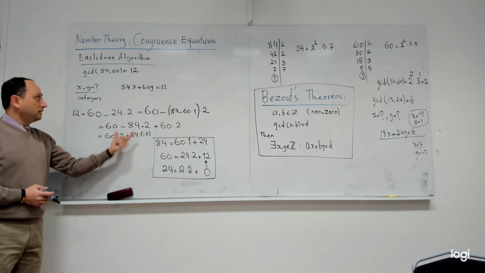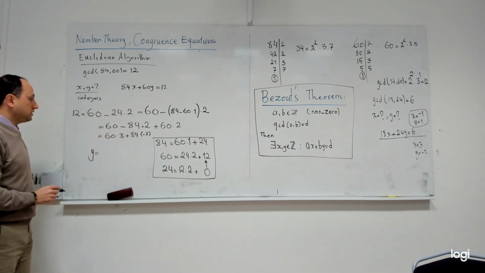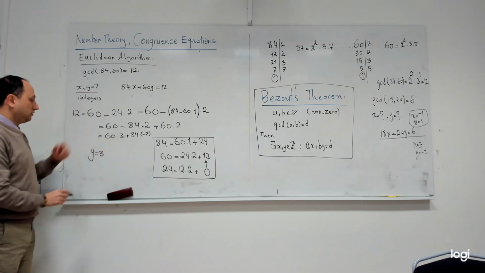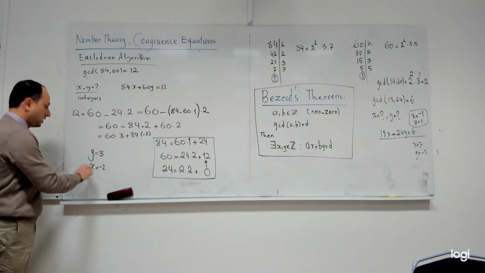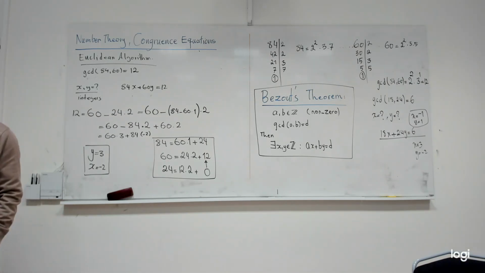And if you compare it with that one, what is the value for y? The value for y is 3. The value of x is minus 2. So this will definitely give you one possible value for x and y. Yeah, is that clear? Yes.